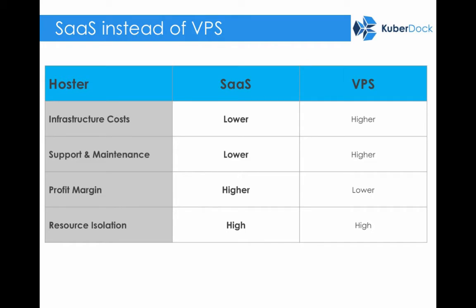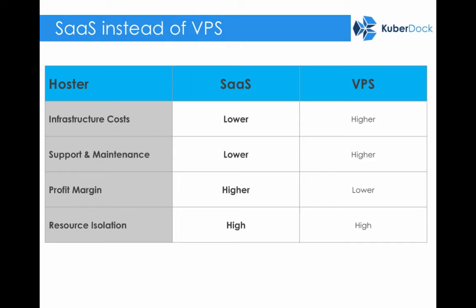So why sell software as a service instead of VPS? First of all, your infrastructure costs will be lower. So if you sell the same applications in the form of VPS versus software as a service, if your costs are lower, your profit margins are higher. Second part, support and maintenance is much simpler with a SaaS platform powered by KuberDoc. Upgrades are easier, security is much easier to maintain, etc., etc. And you get all that while maintaining high resource isolation. You're still secure, one customer cannot see other customers, all resources are limited, etc., etc.